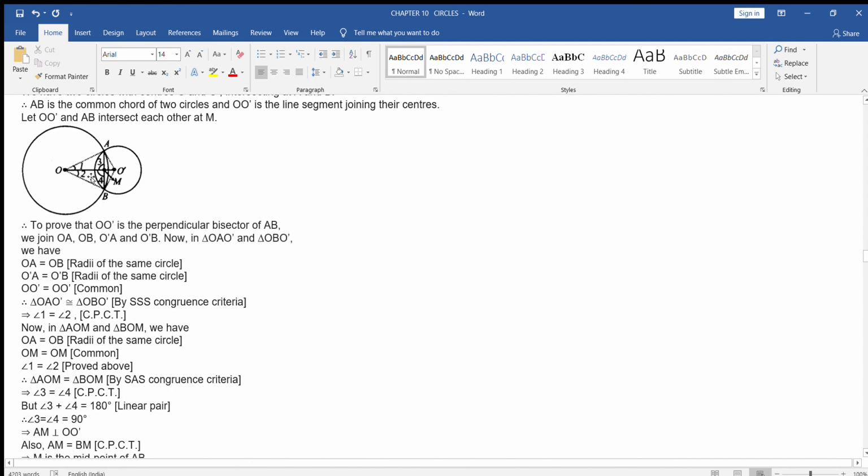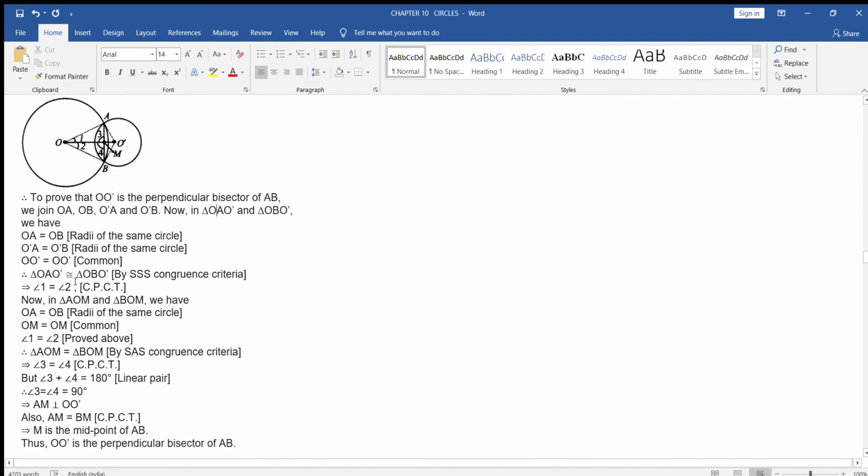Once both triangles are congruent, the remaining parts, angle 1 and angle 2, are equal. Now we will take triangles AOM and BOM. In these two triangles, OA equals OB, OM is common, and angle 1 equals angle 2. By SAS criteria both triangles are congruent. Once both triangles are congruent, the remaining parts, angle 3 and angle 4, are equal.